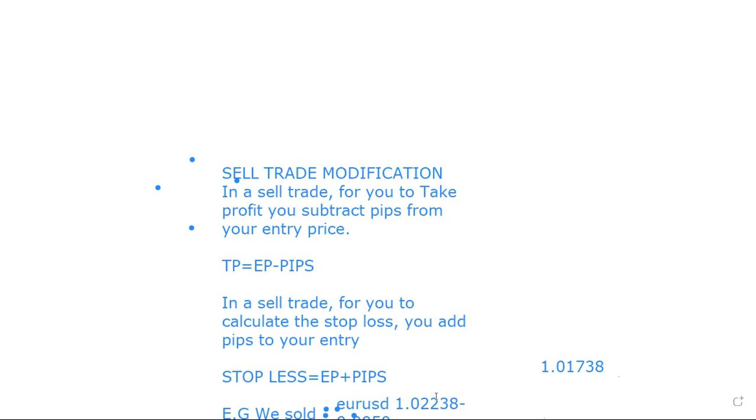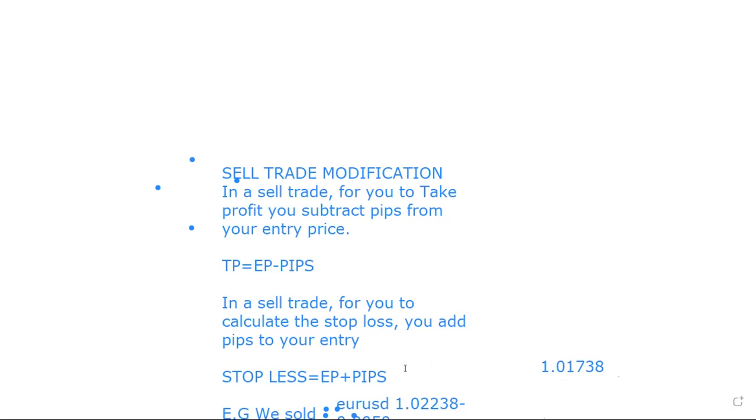Are you going to minus or plus for this stop loss? Now you answer the question. When you sell in your TBX and it's going above your entry, that's a loss. So meaning you are going to add. Are you subtracting? I don't know. This thing is confusing me now. You're adding pips to your entry price.